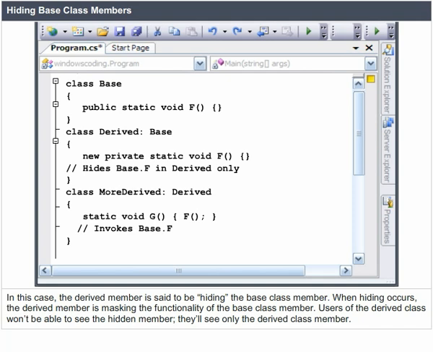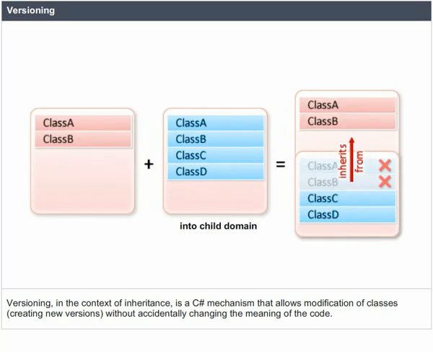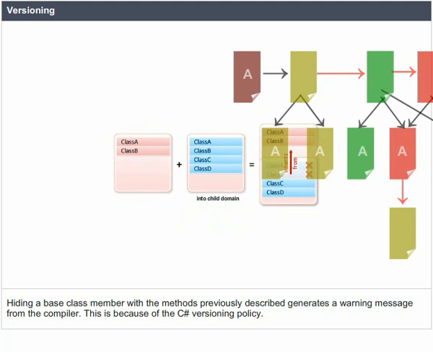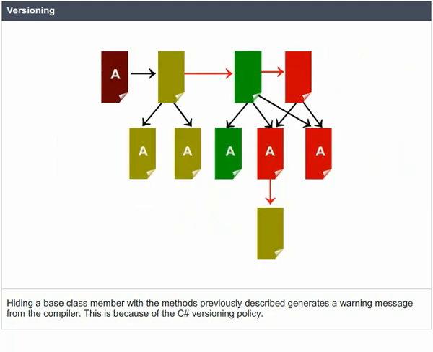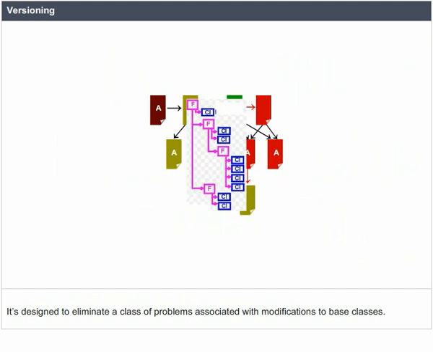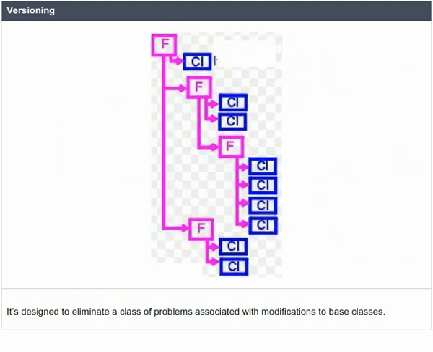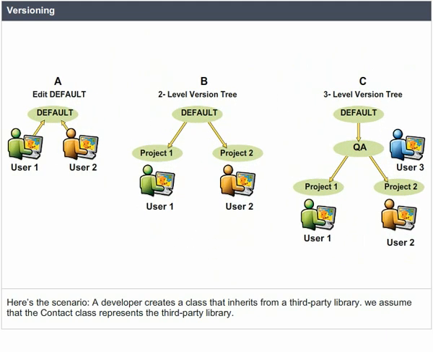Versioning. Versioning, in the context of inheritance, is a C# mechanism that allows modification of classes, creating new versions without accidentally changing the meaning of the code. Hiding a base class member with the methods previously described generates a warning message from the compiler. This is because of the C# versioning policy. It's designed to eliminate a class of problems associated with modifications to base classes. Here's a scenario. A developer creates a class that inherits from a third-party library. We assume that the Contact class represents the third-party library.